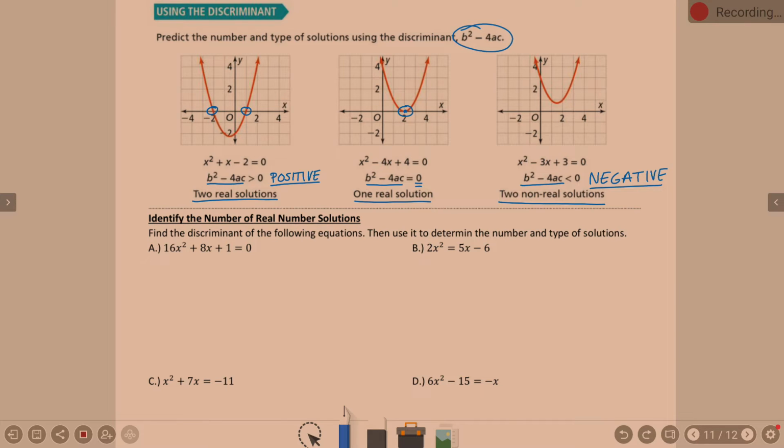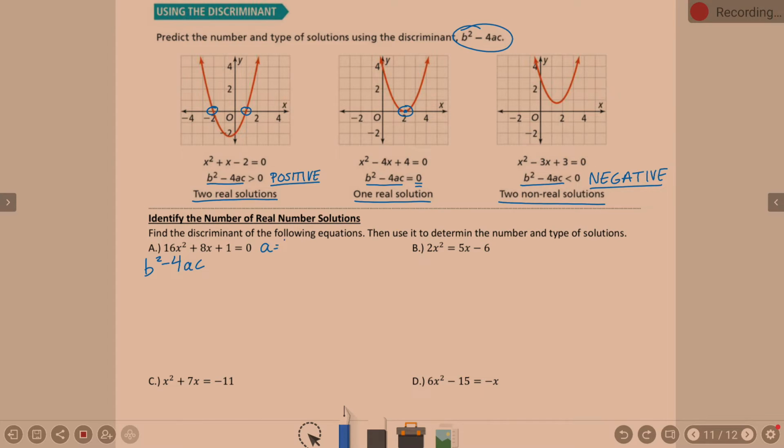So, example A. Find the discriminant of the following equations. Then use it to determine the number and types of solutions. So, is there 0, 1, or 2 solutions? And are they real, not real, complex, rational, irrational, repeated, all those different things I mentioned yesterday. So, let's start off with the discriminant here. B squared minus 4ac. Now, in order to find the discriminant, you may or may not write them down, but we need to discuss what our ABCs are. What are my ABCs?